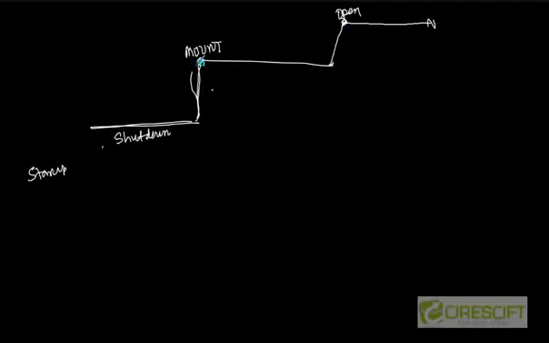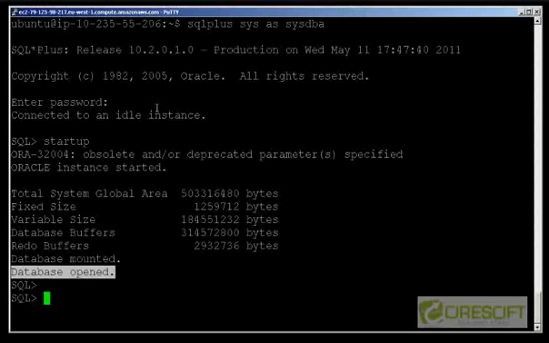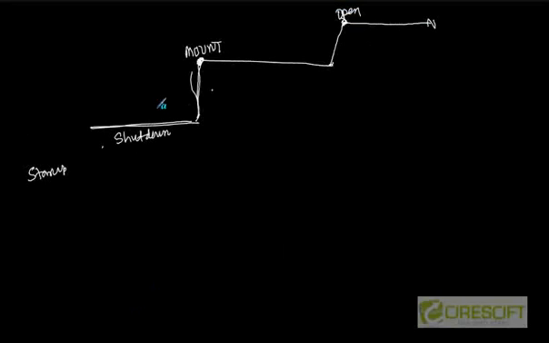But it is also useful in certain cases to stay in an intermediate position. We just start the instance, we do not mount and we do not open the database. In that case, let me first shut down this database so that I can show you the other examples. While this database shuts down, let's discuss some important things.